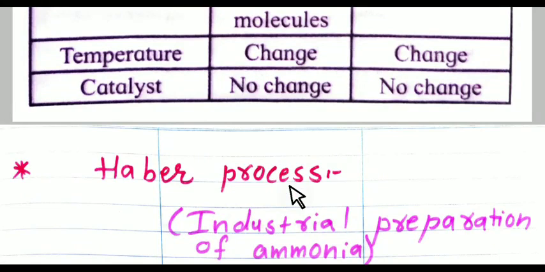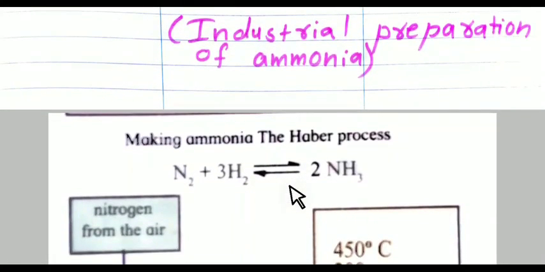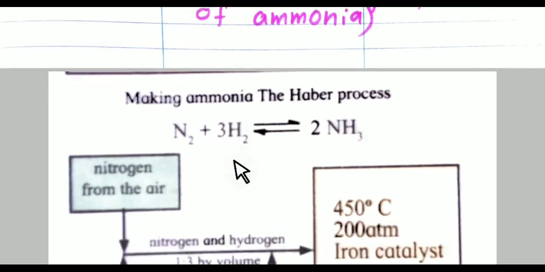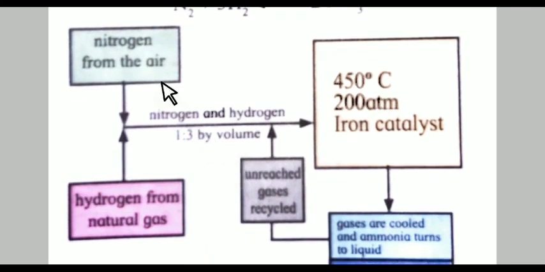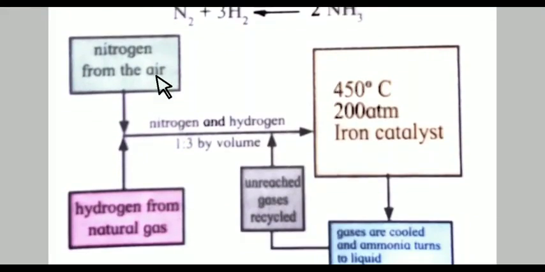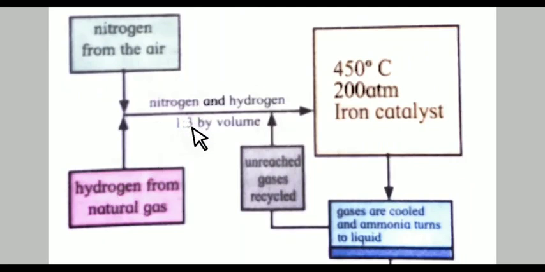The next process which we are going to study is the Haber process. The Haber process is nothing but the industrial preparation of ammonia. The reaction is nitrogen gas reacting with hydrogen gas to form ammonia, and the ratio is 1:3. It means if 1 mole of nitrogen is used, 3 moles of hydrogen are used. Nitrogen is taken from air, hydrogen from natural gas. The volume ratio is 1:3, nitrogen and hydrogen. The conditions are: temperature is 450 degree Kelvin, pressure is 200 atmosphere, catalyst is iron.